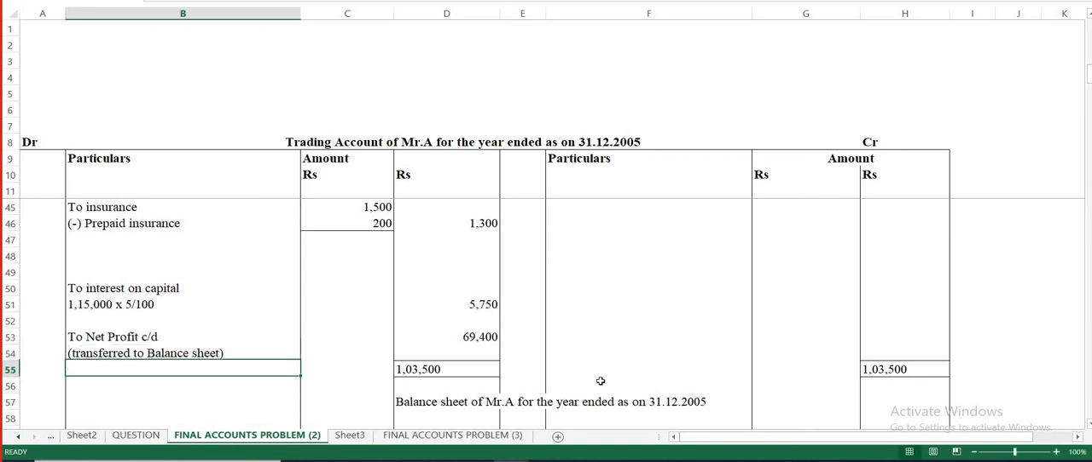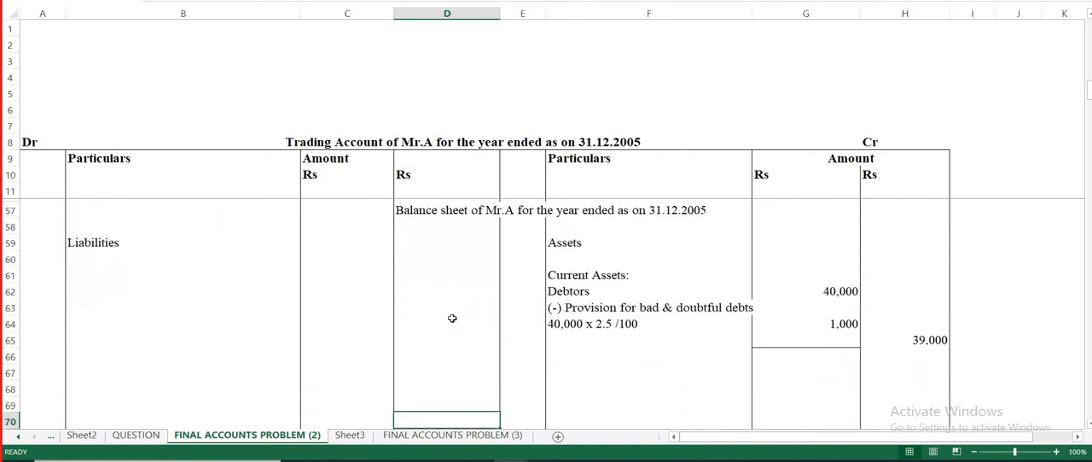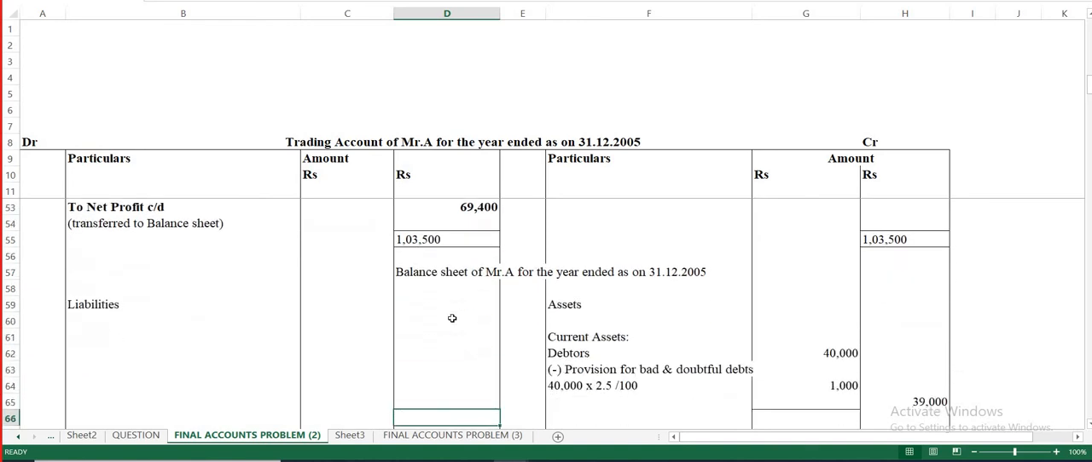You can highlight this also and show. Highlight the answers and show. So this is the net profit answer. Just check it with your calculator and find out whether the answer is right or wrong. Sometimes I might be wrong also, so you just find out and cross verify.